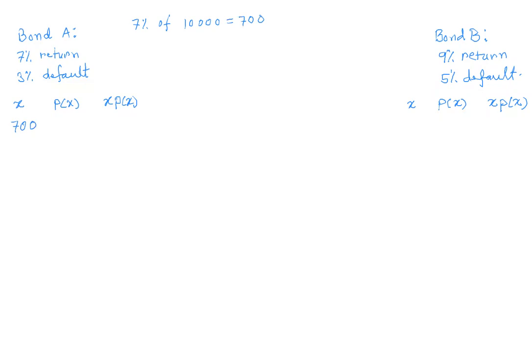Then the other scenario is that it is possible that the bond issuer goes out of business and cannot give you anything. Not only do you not get 700, but you also lose your $10,000 initial investment. That's called the default rate. That means the bond issuer is underwater, went out of business or declared bankruptcy. In that case, you lose all of your $10,000. So negative 10,000.